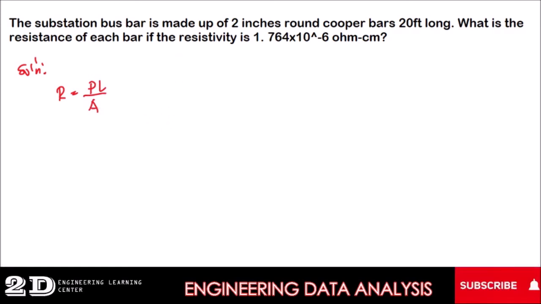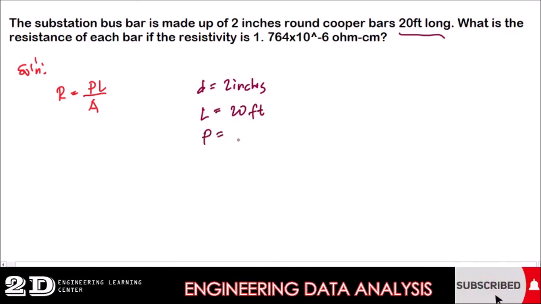Okay, so first we'll try to analyze the given. So we have 2 inches round copper bars. So what is 2 inches? So the diameter of our bus bar is 2 inches. Okay, then the length. So 20 feet long, so the length natin is 20 feet. We have also our resistivity, which is equal to 1.764 times 10 to the power of negative 6 ohm centimeter. Okay, so let's just first analyze the given, at i-compare natin yan sa ating formula. So may length tayo, check. Meron tayong resistivity, check. Wala tayong area.